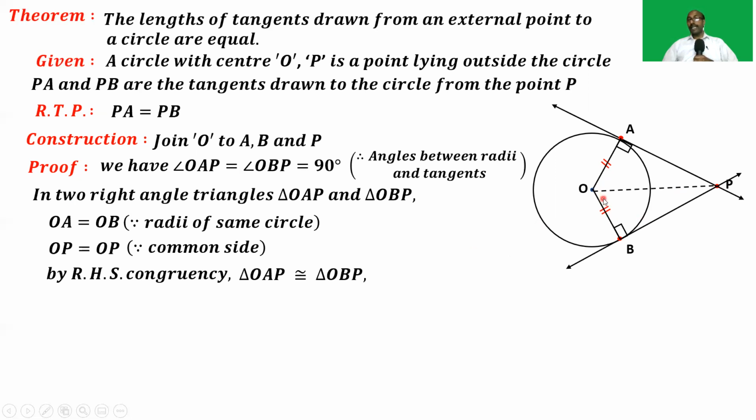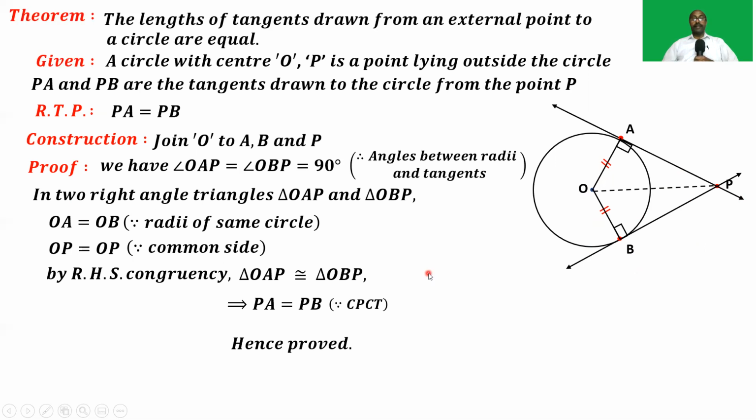So from this, we can say that angle OPA is equal to angle OPB. Also, we can say that PA is equal to PB because these are corresponding parts of congruent triangles. So PA is equal to PB. Hence proved. Okay. We also have to remember this result because it is very important throughout this chapter.